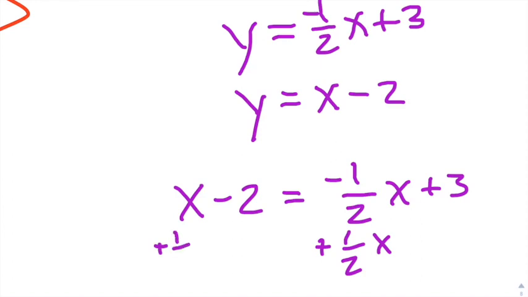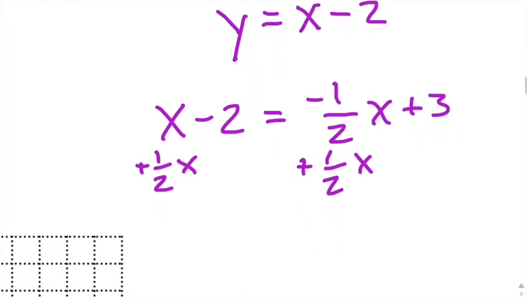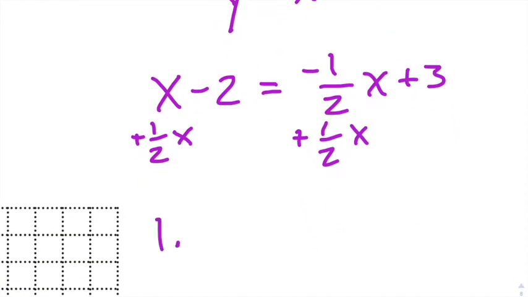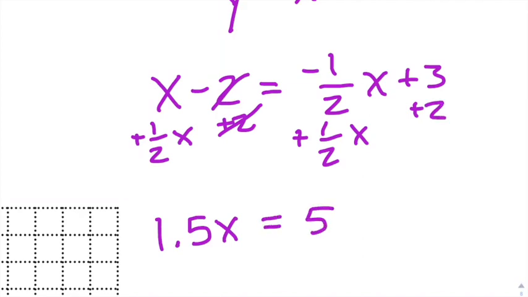And this is probably why it's not coming out good. So what is that going to be? 1 and 1/2, or 1.5x. Then I guess we can add 2 to cancel the 2's out. So that's equal to 5 right there.